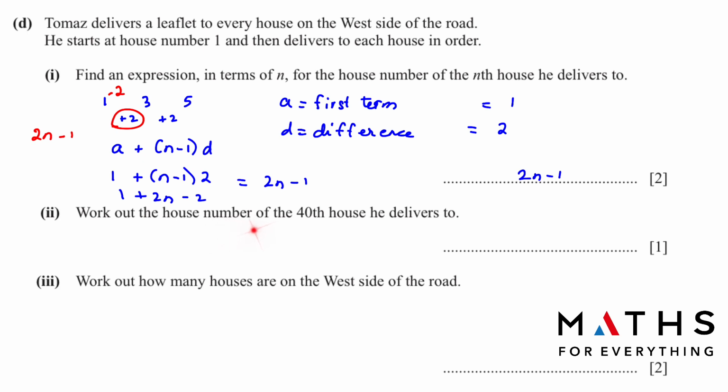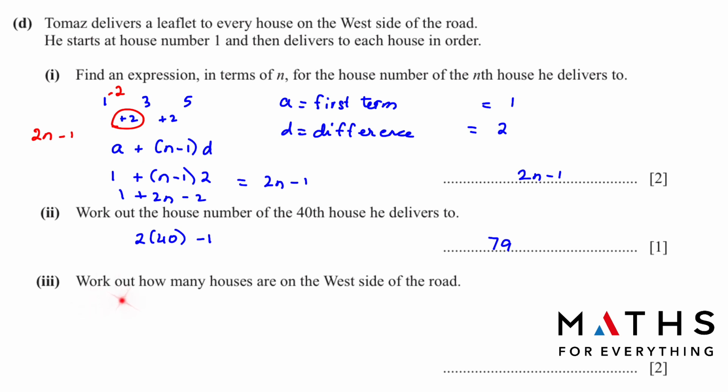Work out the house number of the 40th house he delivers to. Our n is 40. So in our equation 2n minus 1, we replace the n with 40. And that will give us 79.